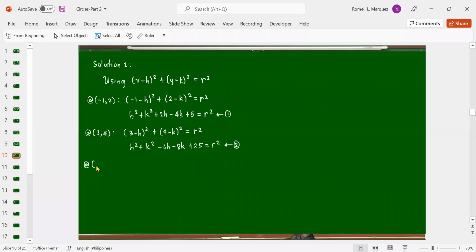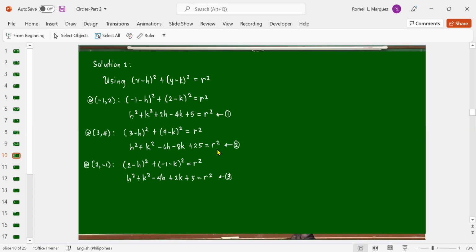At the last point, 2, negative 1. We have 2 minus h quantity squared plus negative 1 minus k quantity squared equals r squared. Expanding the left side, getting h squared plus k squared minus 4h plus 2k. What about the constant terms? 4, then 1, so total of 5 equals r squared. Okay, so that's equation number 3.